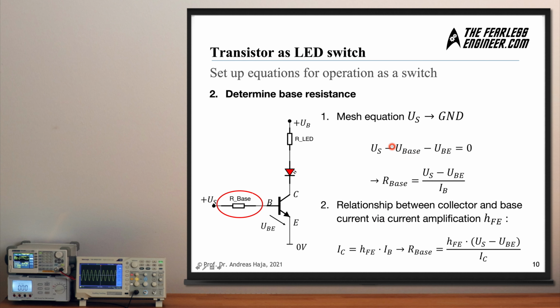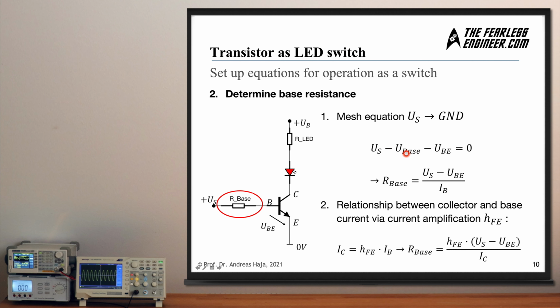Now let's determine the base resistance in the next step here. The base resistance is this one here. We can again use Kirchhoff's mesh rule to do this. We start with the signal voltage here, then we subtract the voltage dropping across this base resistor here, then we subtract the voltage dropping between base and emitter, and this all equals 0.